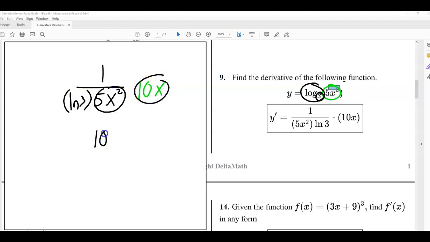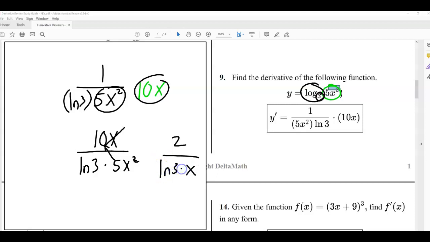You could put it together as a big fraction. And then 5 goes into 10 twice. X will take away one of the x's on the bottom. And this would be the simplest way to write the answer. But it looks like, once again, they're okay with that.